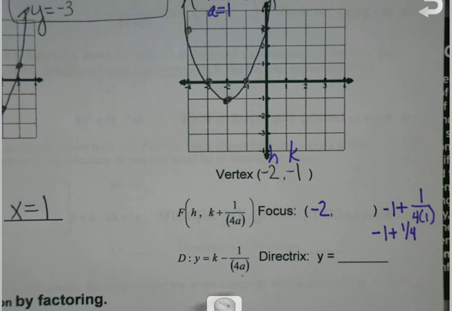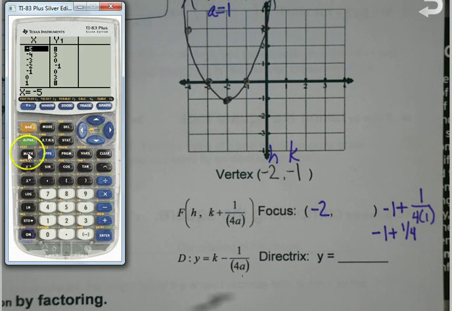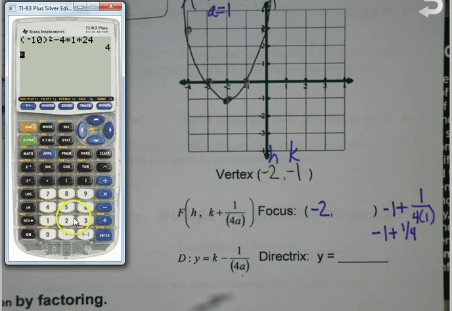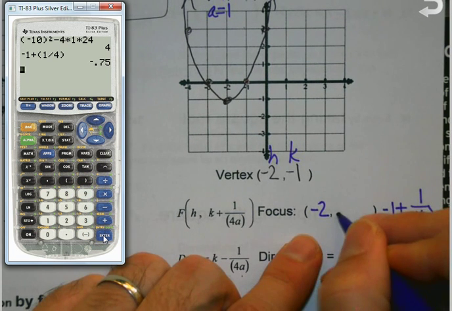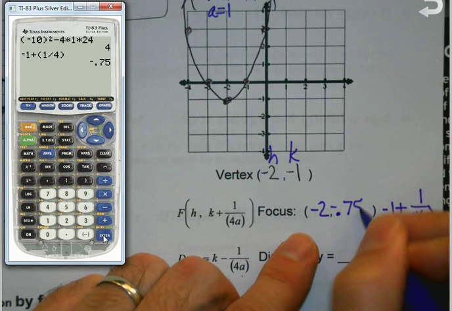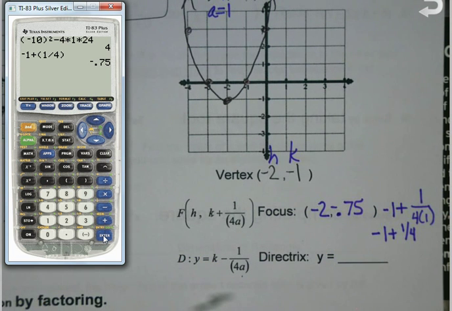Now, if that's not something you're comfortable dealing with, you know our old backup plan. Negative 1 plus 1/4. Okay, I don't even care if you use the decimal here instead of the fraction. Doesn't bother me a bit. So negative 0.75. Perfectly content with that.